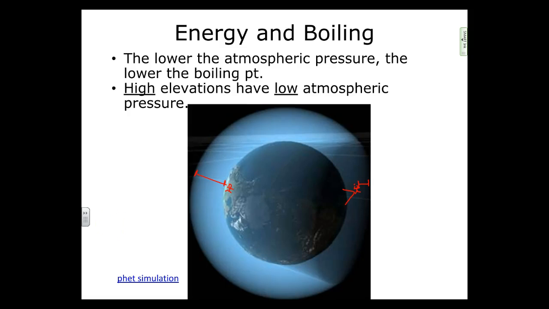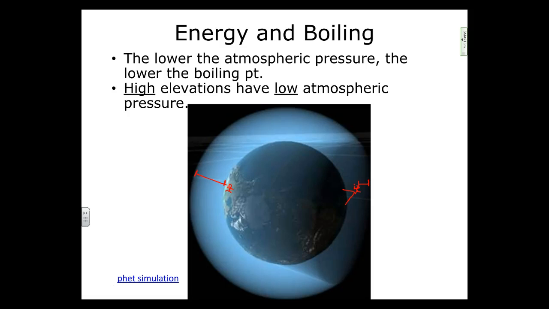In fact, on top of Mount Everest, the air pressure is about 1/3 of what standard is, so 0.33 atmospheres. And water boils at 70 degrees C instead of 100 degrees C. So if you are trying to cook at high elevations, usually what you have to do is cook things longer to compensate for the lack of heat.